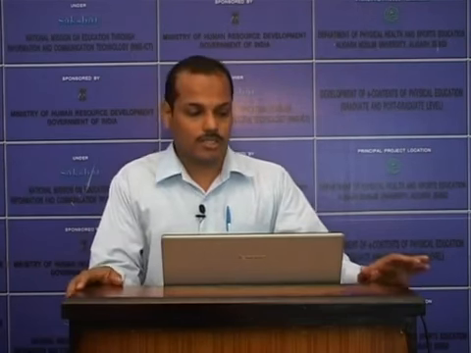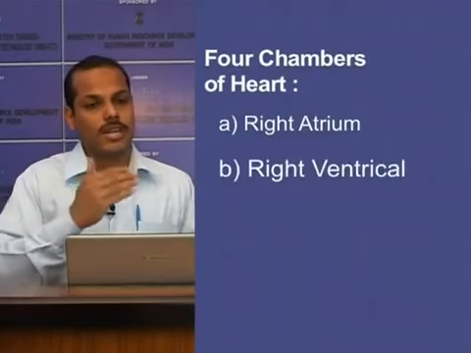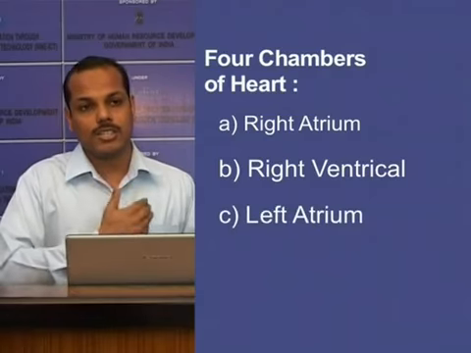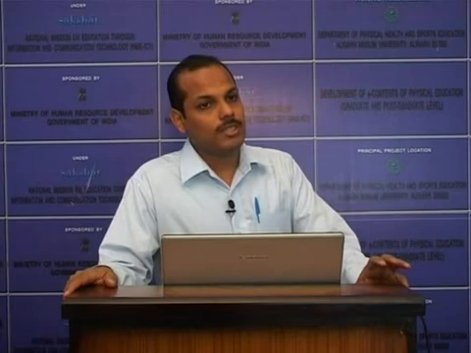Now, there are four chambers of the heart. There is a right atrium, a right ventricle, a left atrium and a left ventricle. The right atrium collects the blood from the systemic circuit.